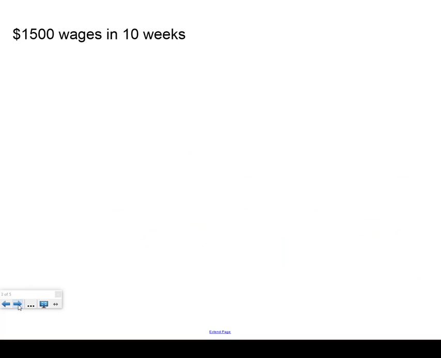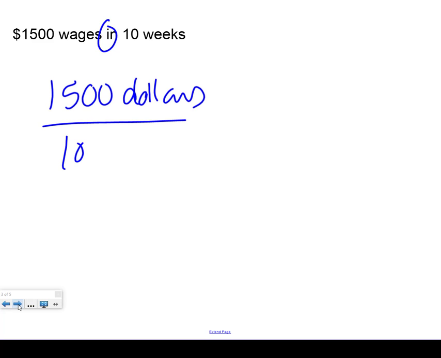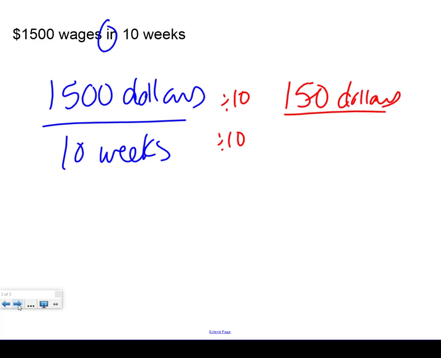This one's, you made $1,500 in wages in, here's your word, 10 weeks. So $1,500, 10 weeks. We're always going to simplify where we can. This one's going to be divided by 10 on top and bottom. Has to be the same number both places for this to simplify. And so we get $150 in 1 week.